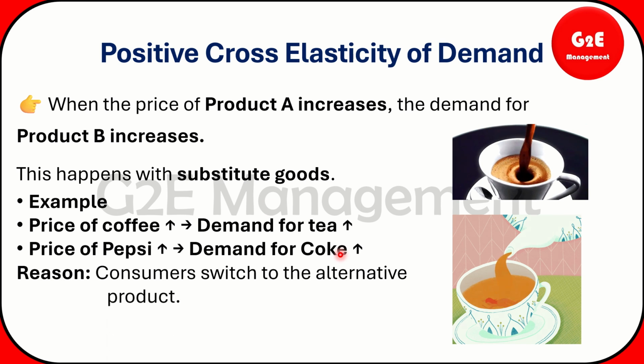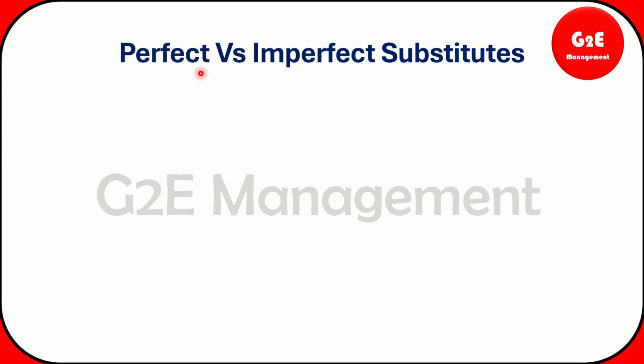And the next one: we looked at substitute goods. So what kinds of substitute goods are there? There are perfect substitutes as well as imperfect substitutes. Perfect, from the word itself, means 100%. Suppose you're looking for a bride, and the groom's friends tell you, your bride is perfectly matched.